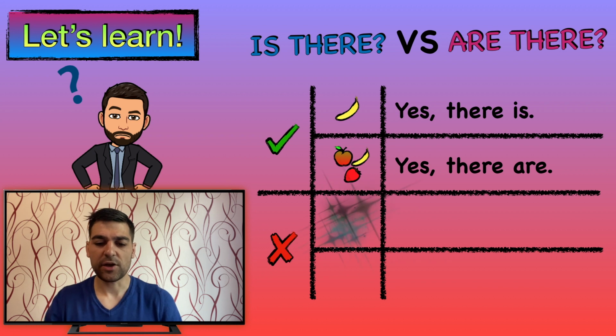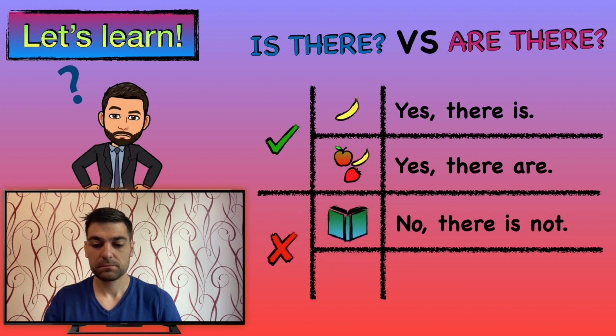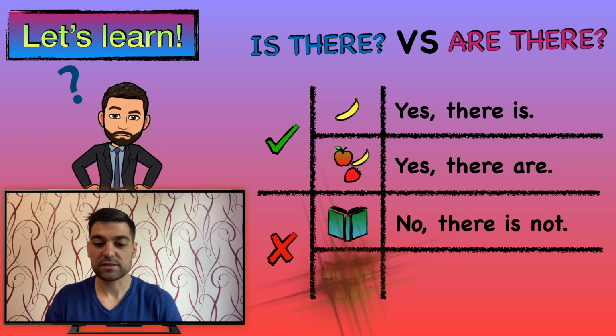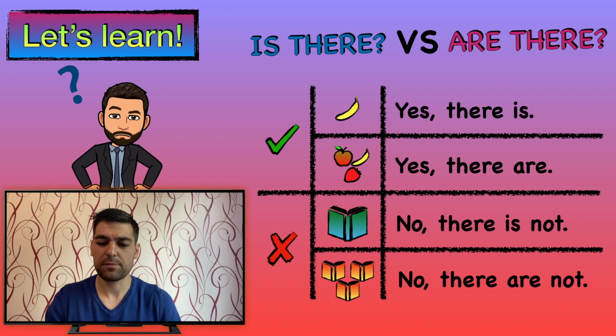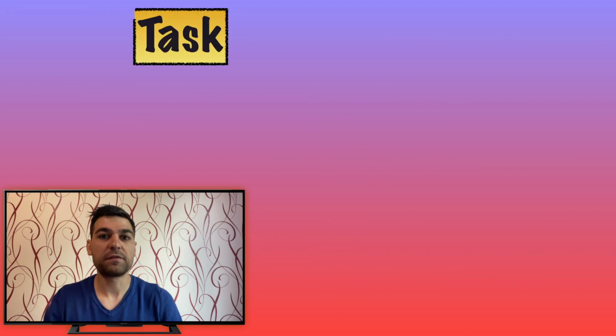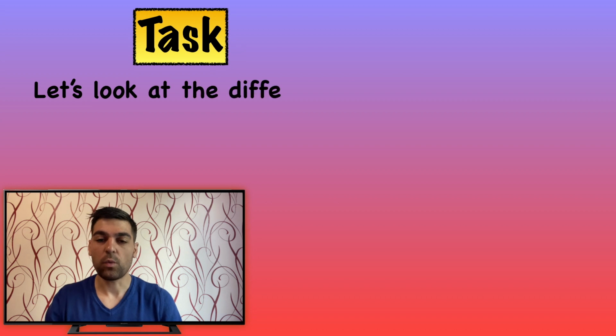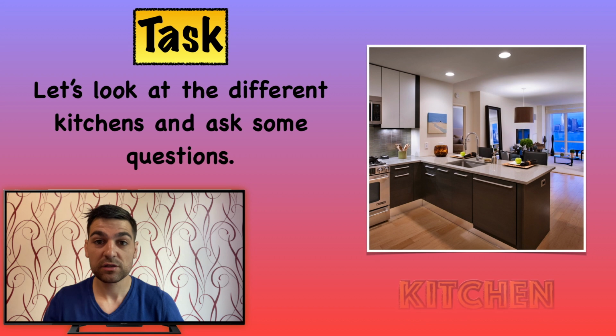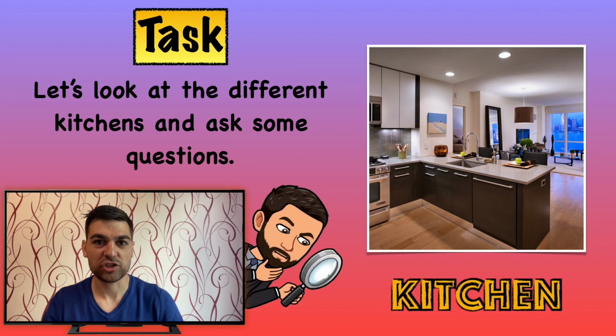But what if the answer is no? So, is there a fruit in that picture? No, there is not, because the picture is of a book. And if I ask the question, are there fruits in that picture? No, there are not, because they are pictures of books. Let's go to the first task. So we are going to look at pictures of different kitchens, and we are going to ask some questions.